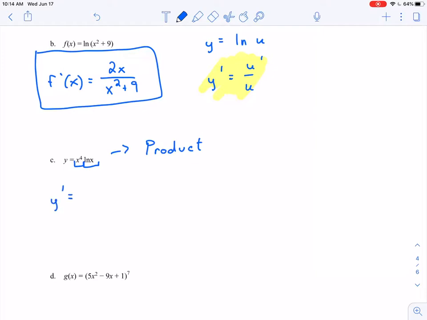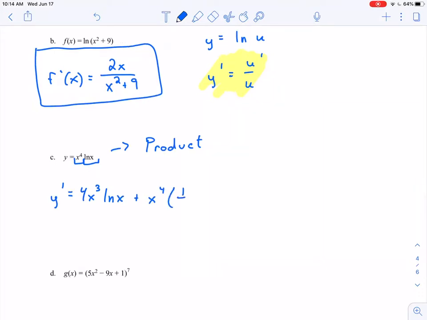Our derivative, let's take the derivative of x to the fourth first. That'll be 4x cubed times natural log of x, plus this time x to the fourth will stay the same, x to the fourth, times the derivative of natural log of x. That will be 1 over x. And then we can simplify this just a little bit. We'll have 4x cubed natural log x plus x cubed.